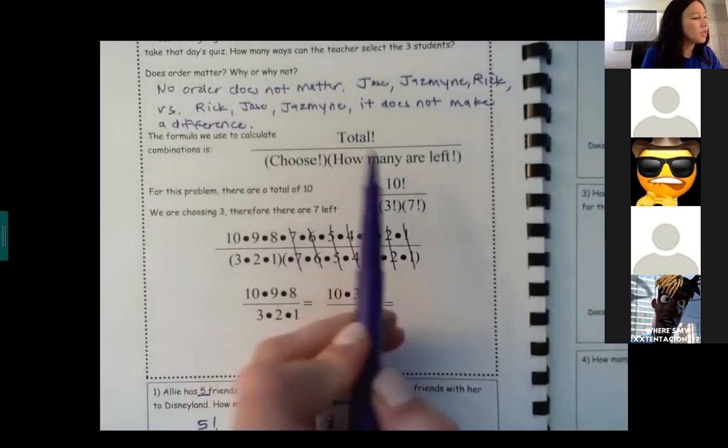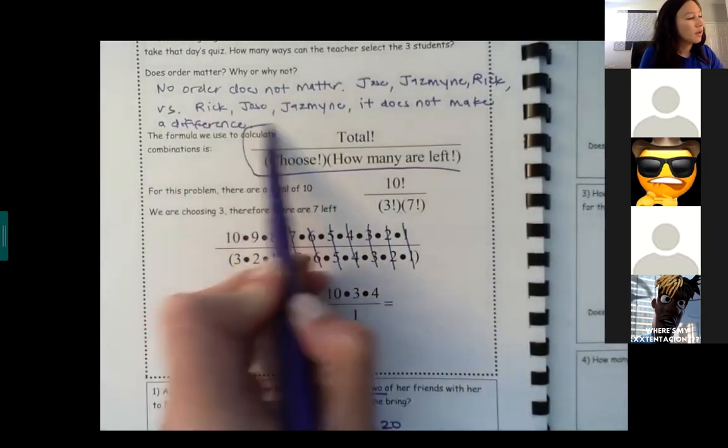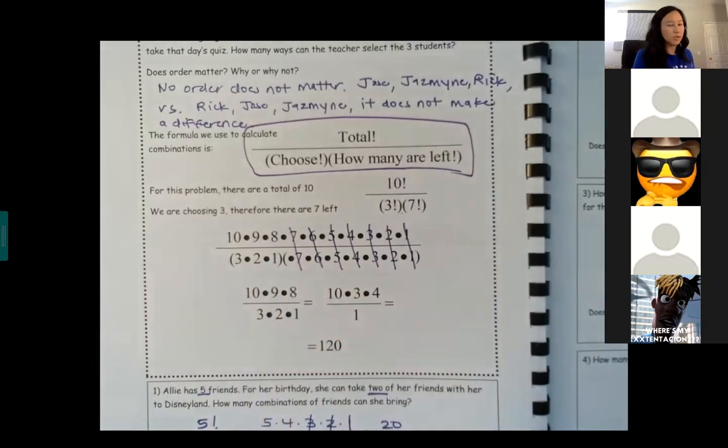So yeah, I'll leave this here. So use this formula. It's in your notes too, to go ahead and calculate it.